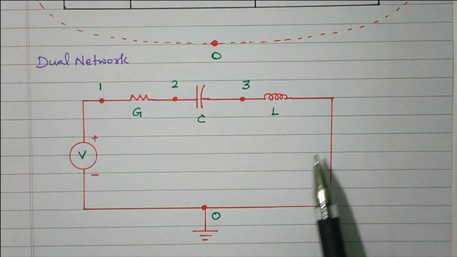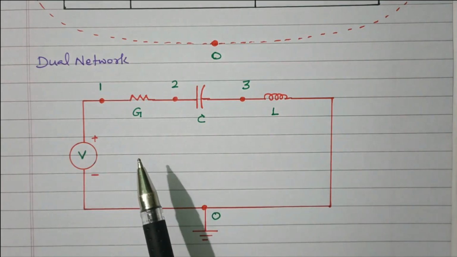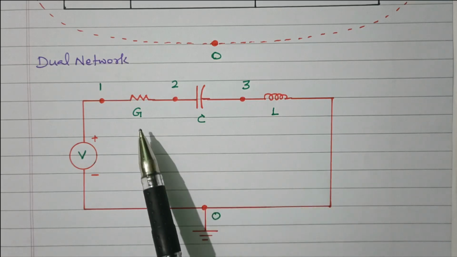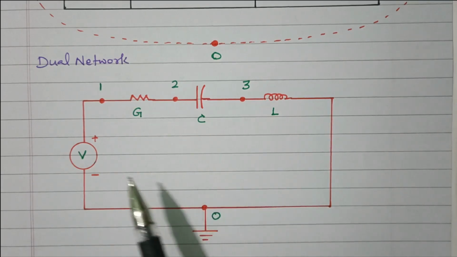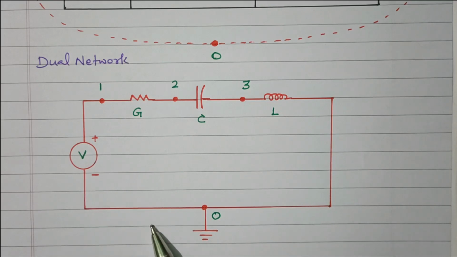Now we need to connect all the elements. So in the original network, resistor, inductor, capacitor are connected in parallel. In the dual network, conductance, capacitor and inductor are connected in series. The current source is converted into a voltage source. So this is the dual network for the given original network.